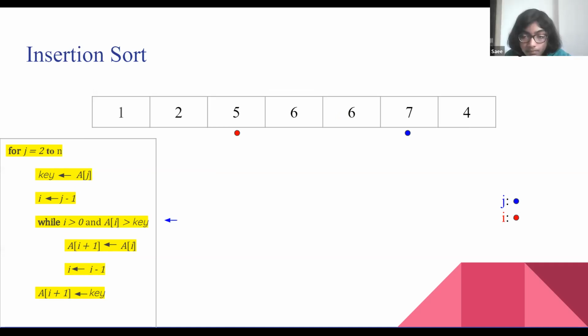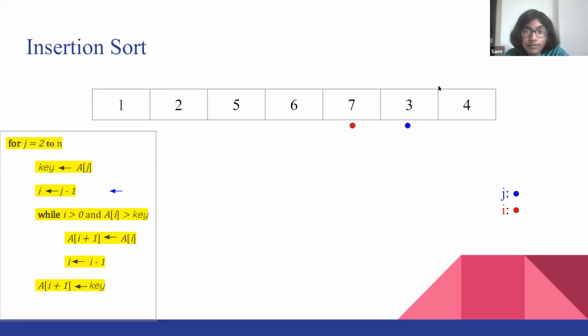What is the value of key? The key is just something that we want to insert, right? So over here, we wanted to insert 3. We have 1, 2, 5, 6, 7 already sorted, and now we want to insert 3. So we are just keeping track of what we want to insert by using this variable called key.